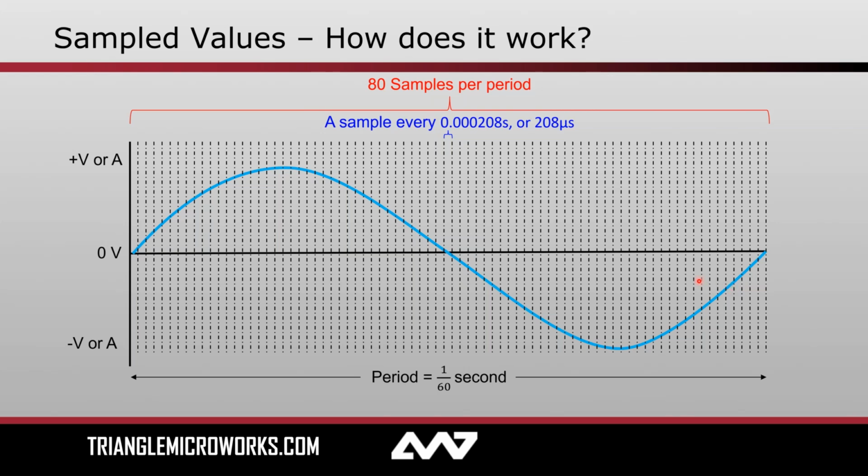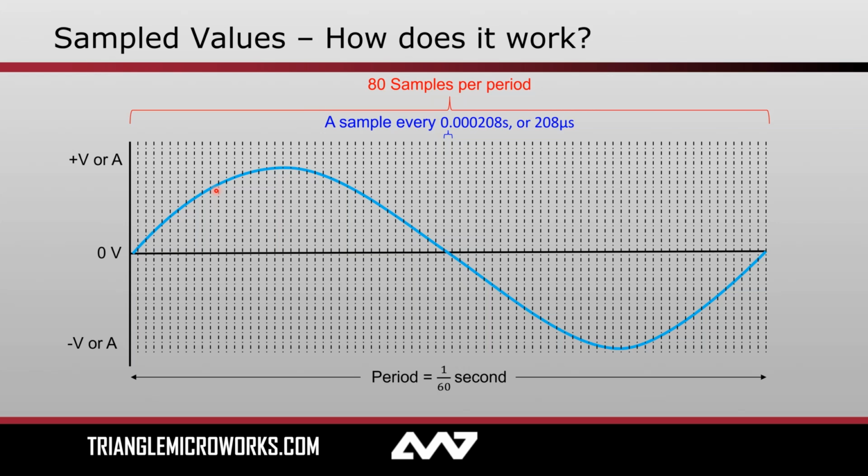So in a sample value stream, typically we'll have 80 samples per period, a period being this 1/60th of a second. And that results in a sample being taken every 208 microseconds. So we'll sample what point we are on the wave every 208 microseconds. And then we will package those up and send them out on a stream very, very quickly so that any subscribing IEDs can receive them, rebuild that waveform, and do any sort of protection or control algorithm that it needs.